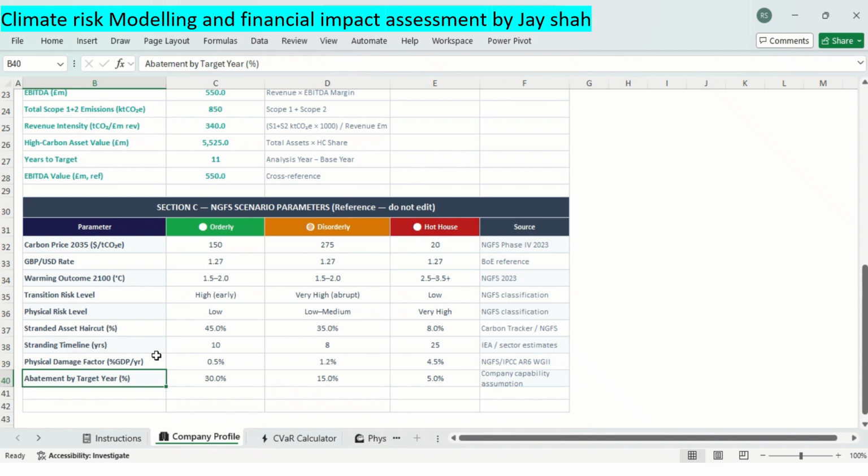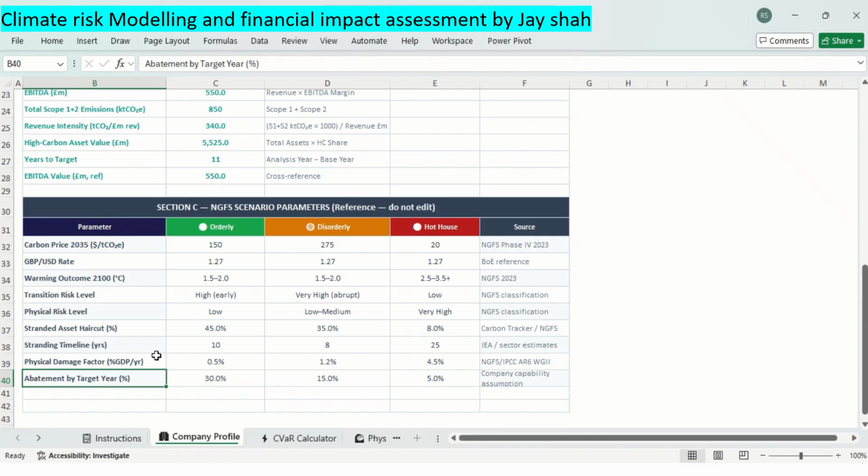And then for the hothouse world, the abatement factor is 5%. So minimal abatement under the hothouse world, because there is little policy pressure to invest in emissions reductions, and companies maintain status quo operations as well.